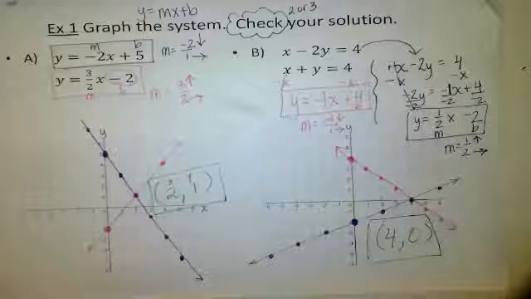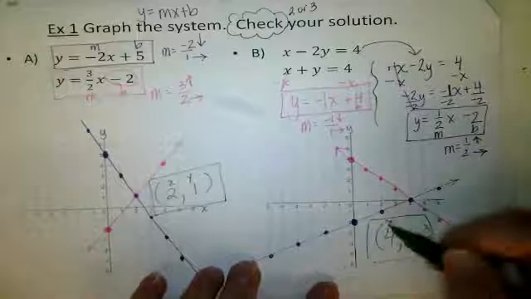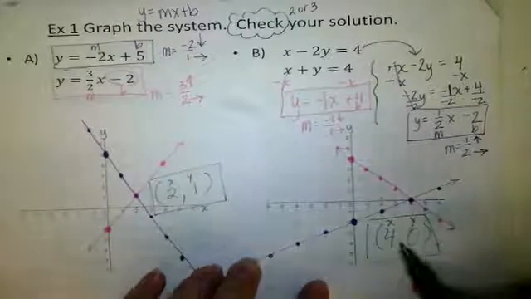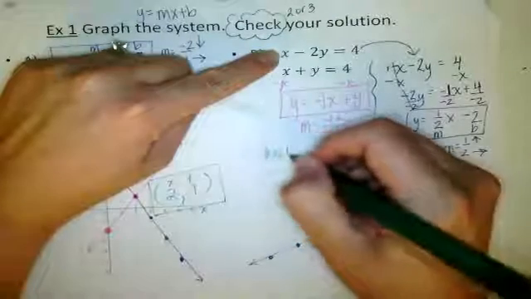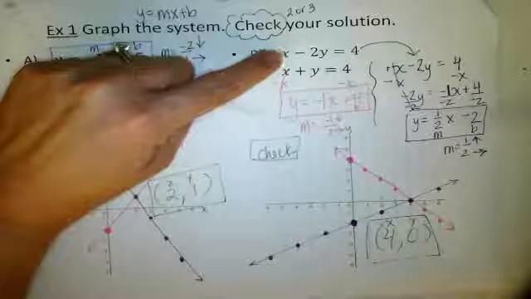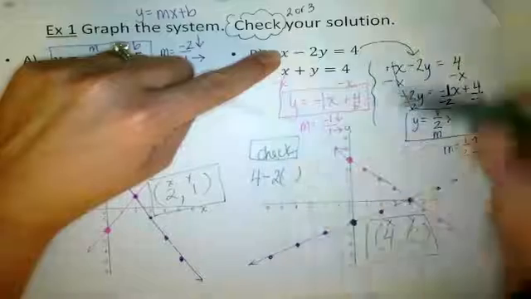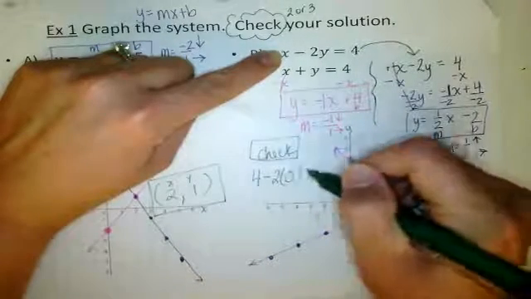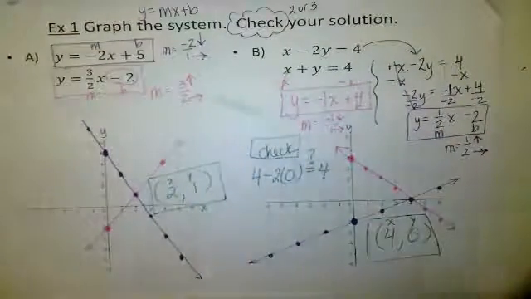I want to show you how to check. When we get this ordered pair, it was a 4 for the x and a 0 for the y. What we need to do is plug those points back in to the original equation. So what am I going to plug in for x? A 4 minus 2. And what am I going to plug in for the y? A 0. And it's supposed to equal 4. And we're just checking to see if the left and the right side balance.